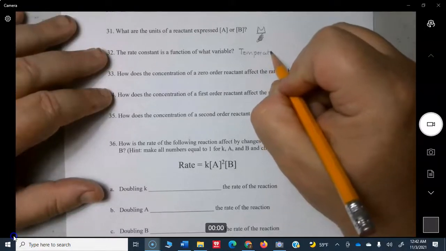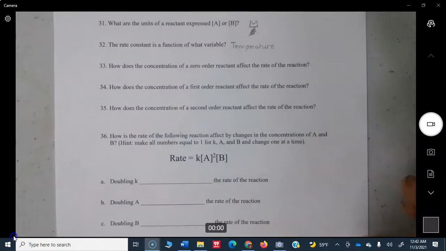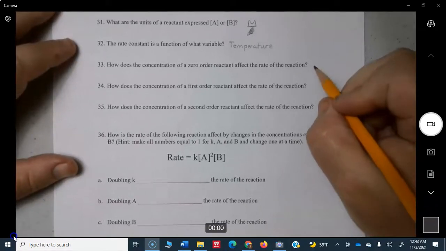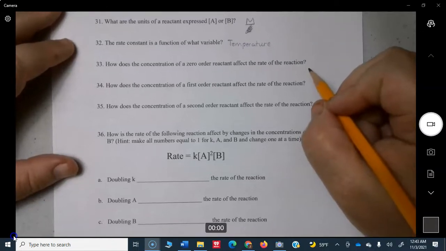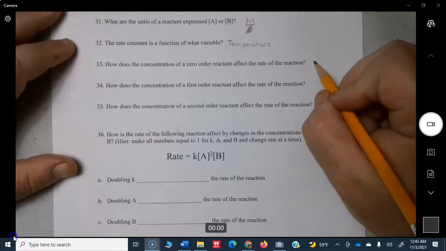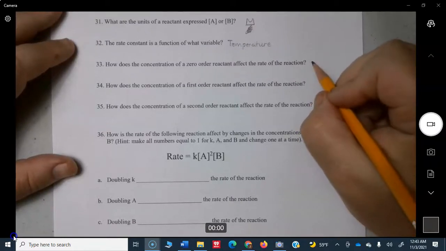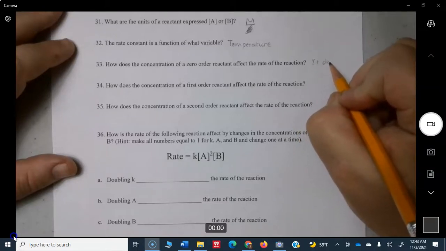Okay. How does the concentration of a zero-order reactant affect the rate of the reaction? Okay, it doesn't. You can increase or decrease the concentration of a zero-order reactant, and it won't change the speed or the rate of the reaction. So I'm going to say it doesn't. Again, you're writing complete sentence answers.